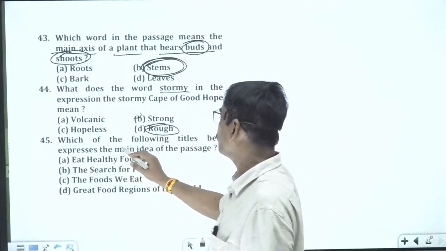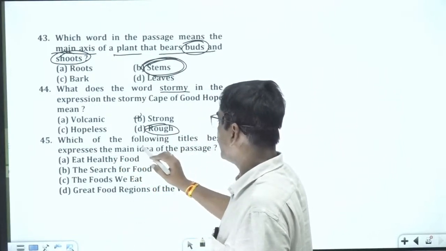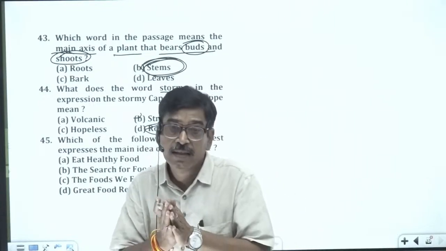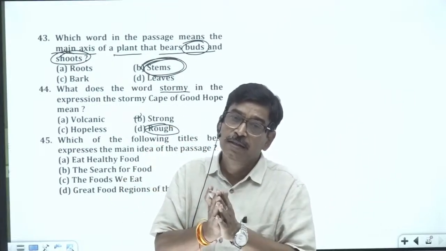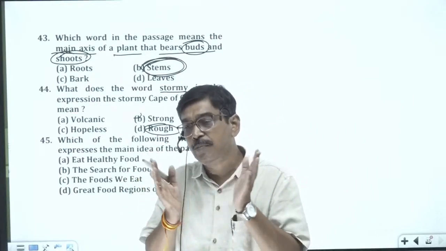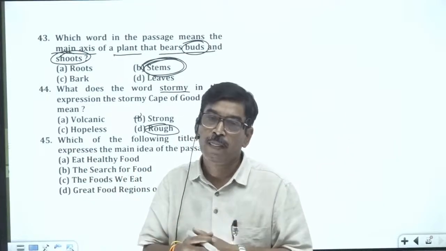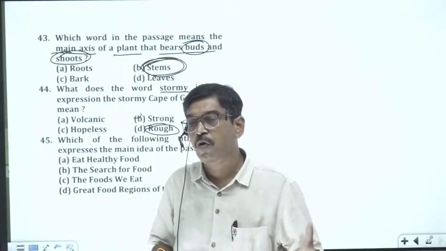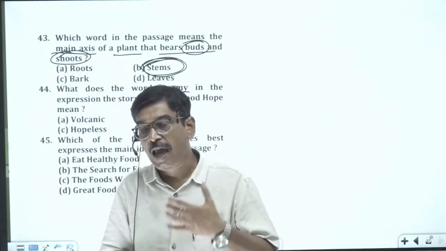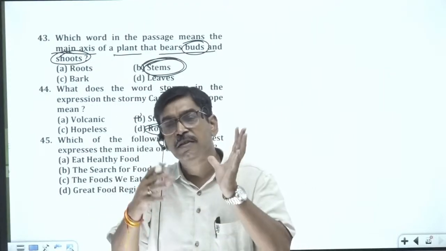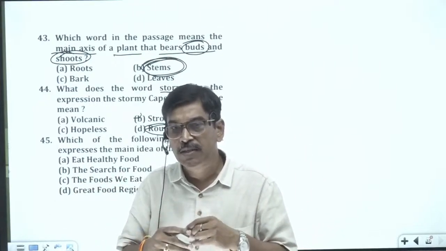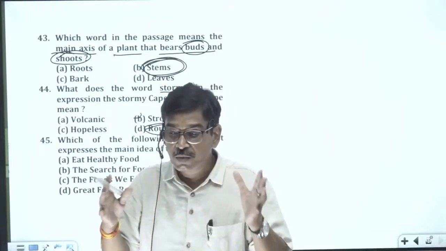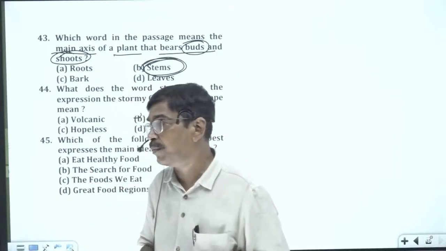And last question: which of the following titles best expresses the main idea, the central idea of the passage? This is very important. The early people were in search of food, and that's why they led a gypsy life, nomadic life, from one place to another. In the process, they learned lots of things, the weapon, and how to tame the animals. So these were the important facts to keep in mind.